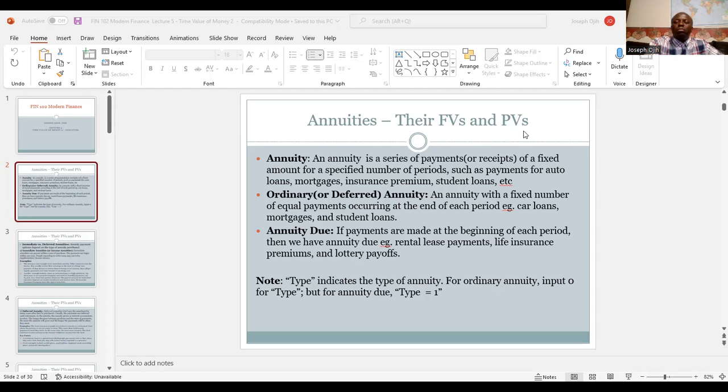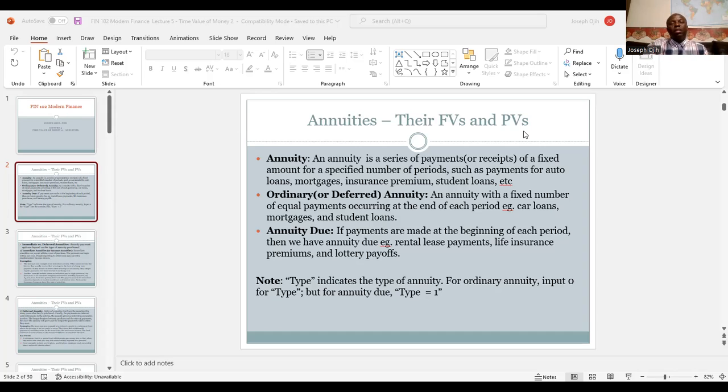Then we have annuity due. If payments are made at the beginning of each period, then we call it annuity due. A good example of this type of annuity is rental lease payments. Another good example is life insurance premiums, when you pay into the system, and then when the person insured, maybe your spouse or whoever it is, dies, you receive a lump payment from the insurance company. But you pay at the beginning.